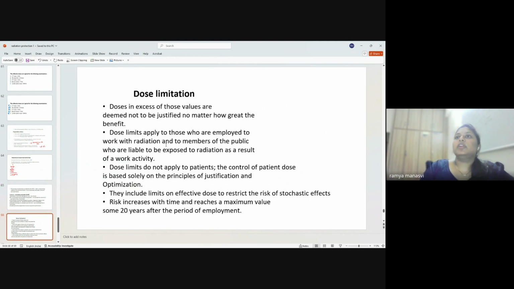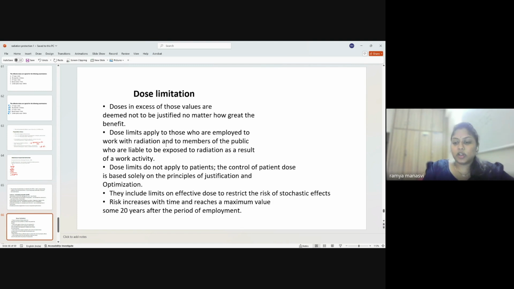radiation. So next, coming to dose limitation. Doses in excess of those values are deemed not to be justified, no matter how great the benefit. So dose limitation is for the patients. This is very important. So dose limiting, we are limiting to whoever is exposed. We cannot apply the same limit for the technician and the public, because the technician is getting benefit in the form of a job, monetary benefits and all. So they will have a little higher limit than the public.